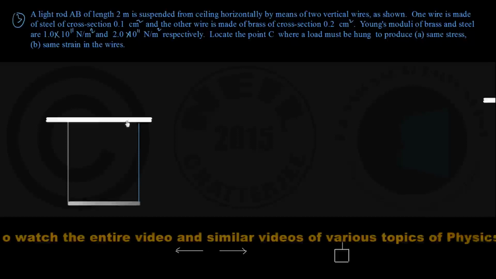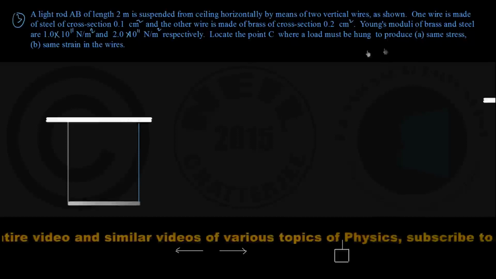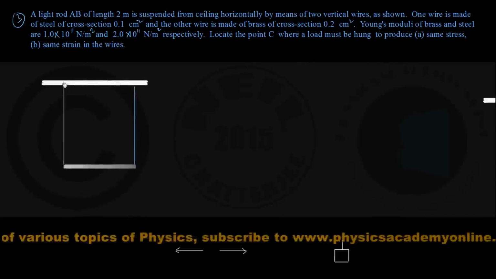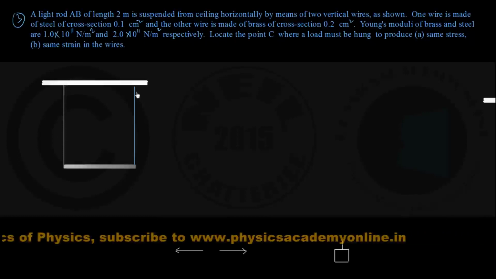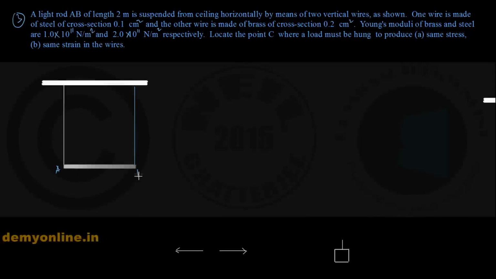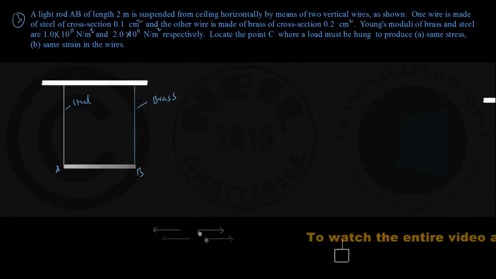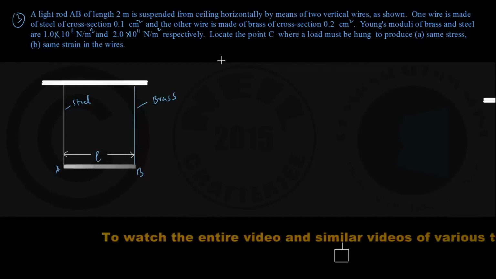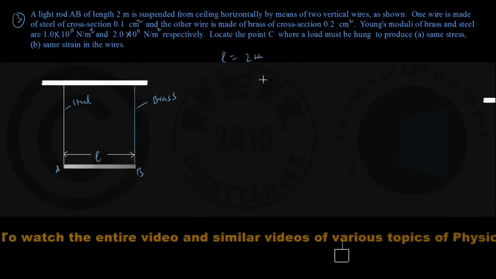So in the first part we will find out what is the condition for producing same stress in the wires. This is the figure here, a ceiling with the help of 2 wires, one steel and the other one brass. A light massless rod is suspended horizontally. This rod is named AB. Let me write clearly, this is the steel wire and the blue one is the brass wire. The length AB is given to be 2 meters. So I shall call this length L and write here that L is equal to 2 meters, given.